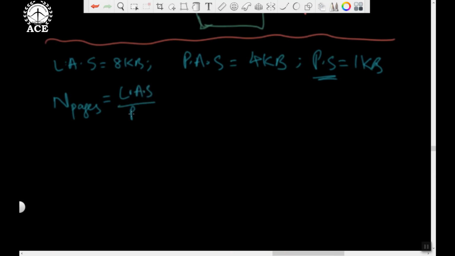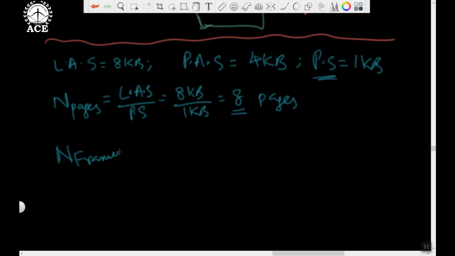How many frames will I have? The number of frames is the physical address space, 4 KB, divided by the frame size. The page size will be the same as the frame size, so 1 KB. So 4 KB divided by 1 KB is 4. Therefore, physical address space divided by page size is equal to 4 frames. So I will have 4 frames. See that diagram? I hope you will be able to recollect.